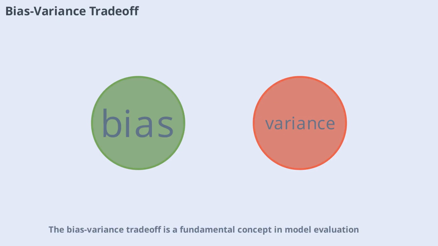Bias-variance trade-off is a fundamental concept in model evaluation. High bias leads to underfitting, while high variance leads to overfitting. The goal is to find a model that minimizes both, achieving good generalization.